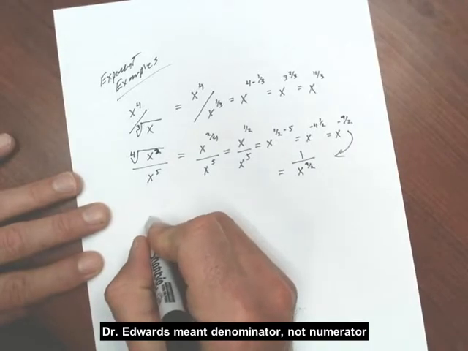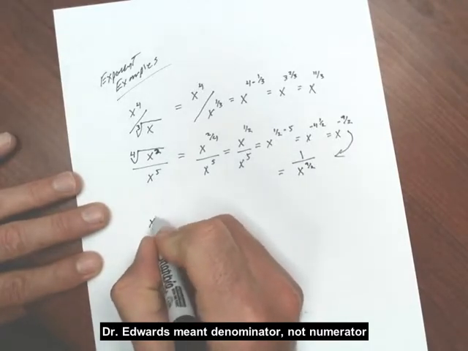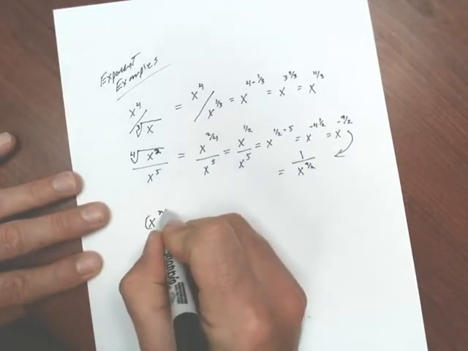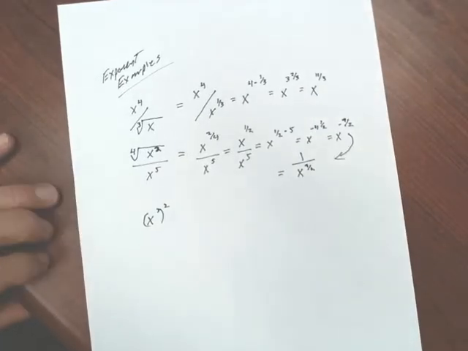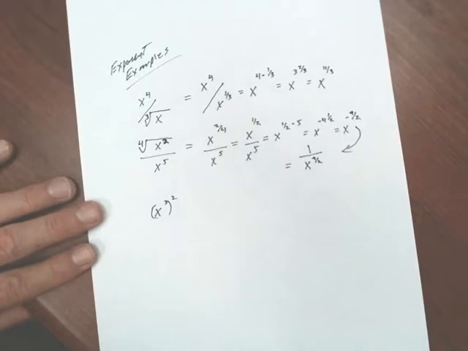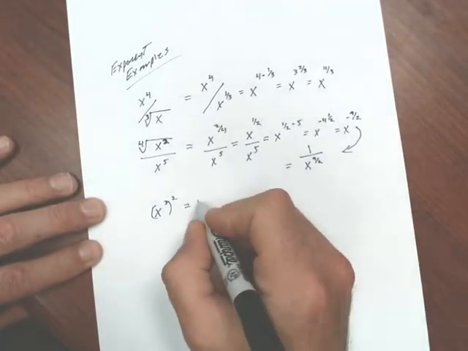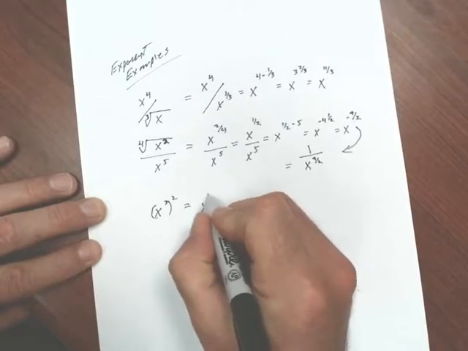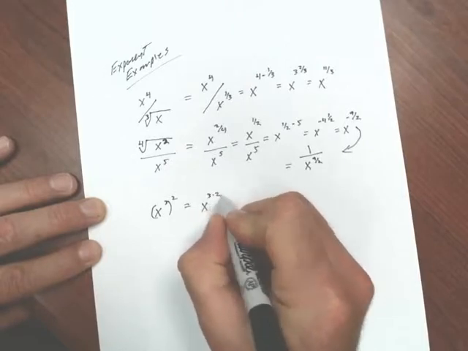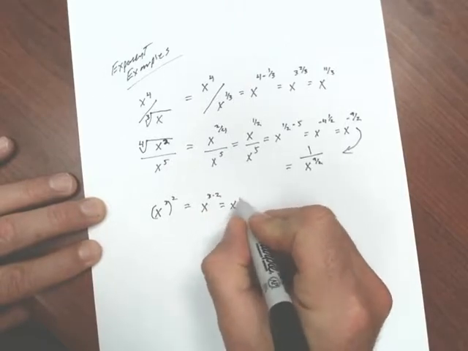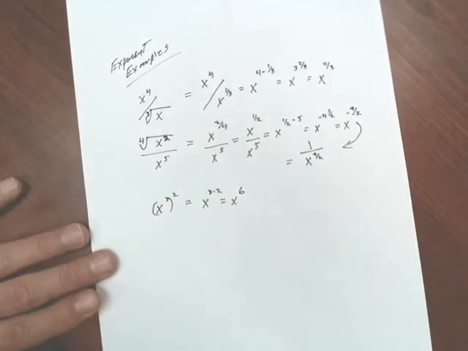Let's do something real complicated. What about x to the third to the second power? What is that? Well, that's actually easy. It's not complicated at all, because using our rules of exponents, that equals x to the 3 times 2, which equals x to the 6. And that's easy.